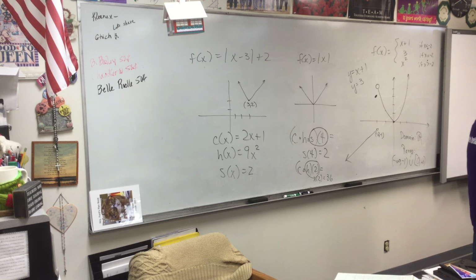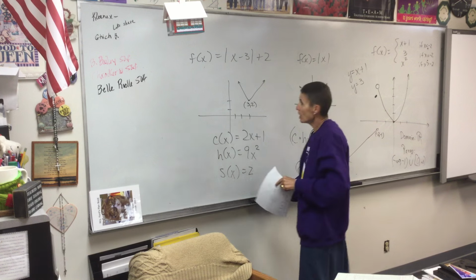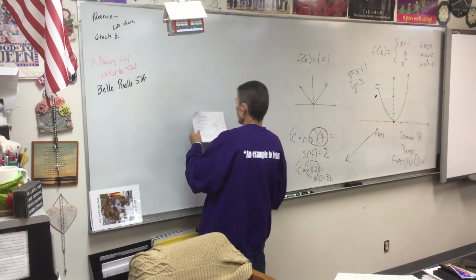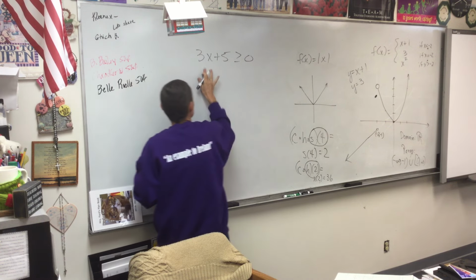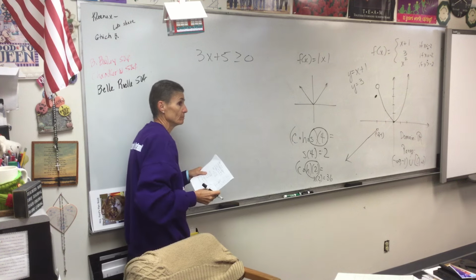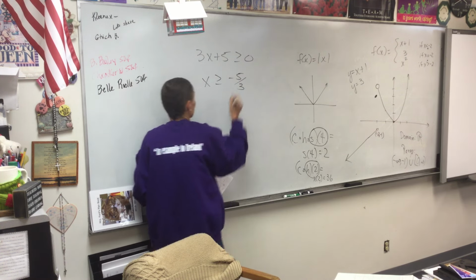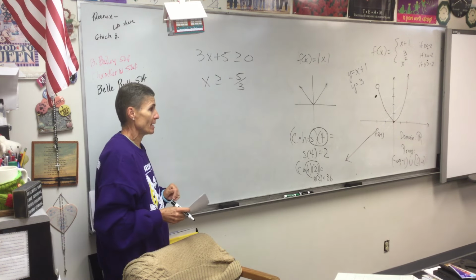Well, what do we know about radicals? Whatever is under them has to be bigger than or equal to 0. So, whatever is under the radical, which is 3x plus 5, has to be bigger than or equal to 0, which means x has to be bigger than or equal to -5/3. That's your domain.